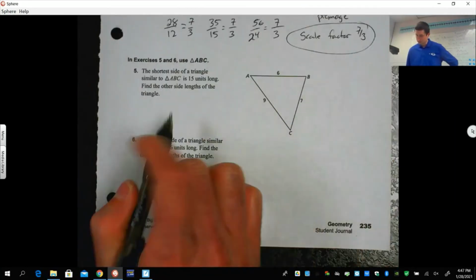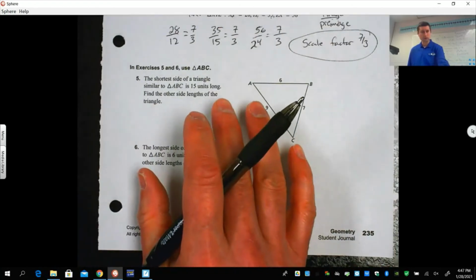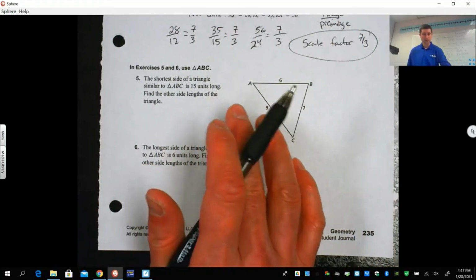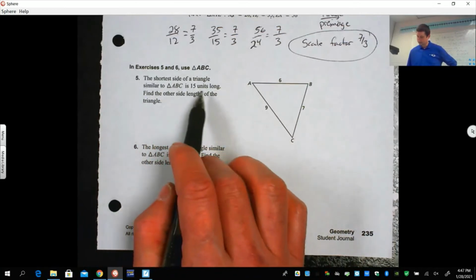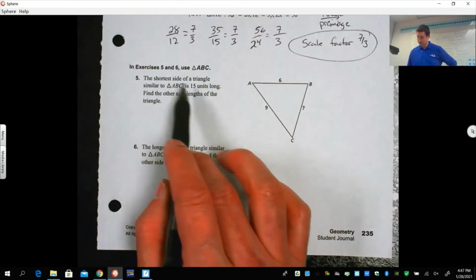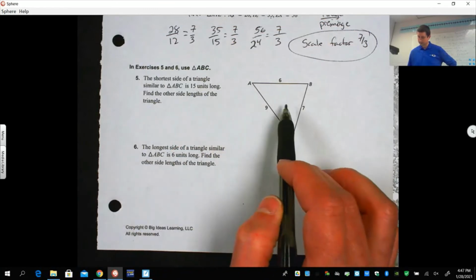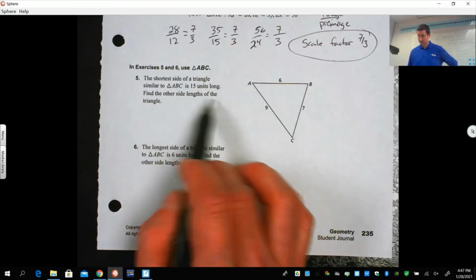Final two questions. Oh no, I got one more, a couple more on another sheet here. The shortest side of a triangle similar to triangle ABC is 15 units long. So the shortest side is 15, similar to this. Find the other side lengths of the triangle.